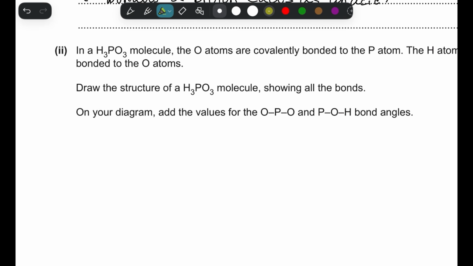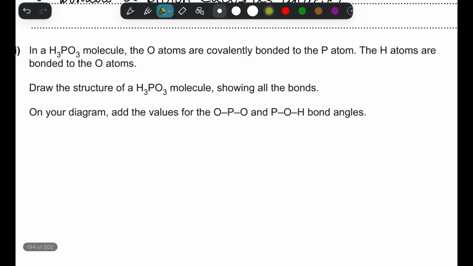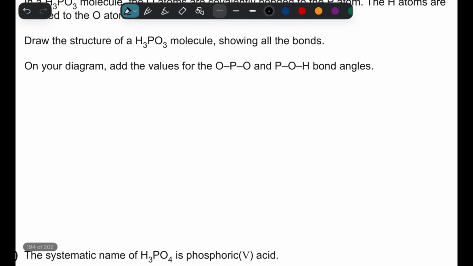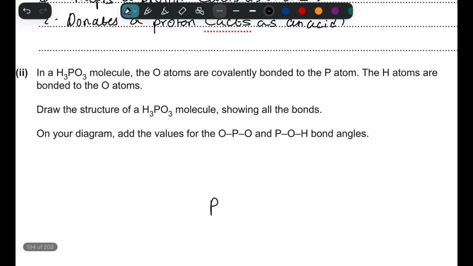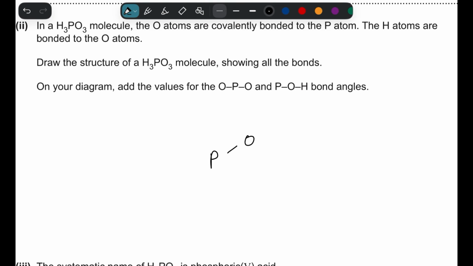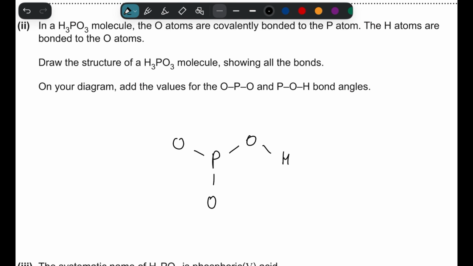Now it's saying in a H3PO3 molecule, the oxygen is covalently bonded to the phosphorus and the hydrogen is covalently bonded to the oxygen. So given that our main character at the moment is phosphorus, I'm just going to draw phosphorus in the middle here. So we draw phosphorus, and they said the oxygens are all covalently bonded to that. So I'm going to do one here, one here, one here. And then they've said that the hydrogen is bonded to that. So bam, bam, and let's go with bam. So we should be happy with that.